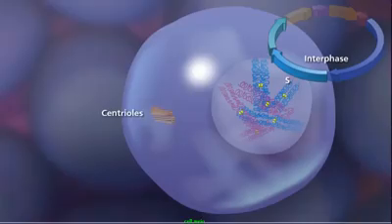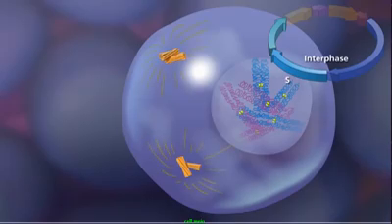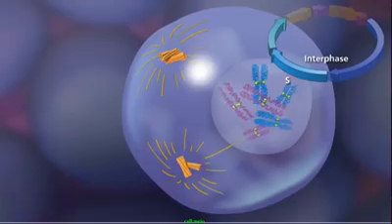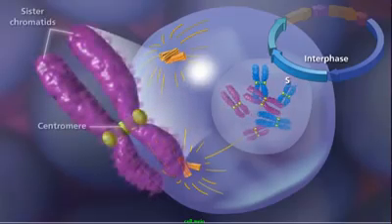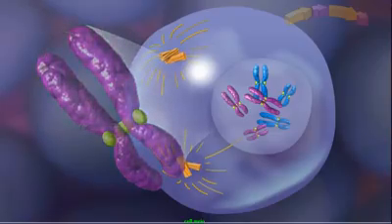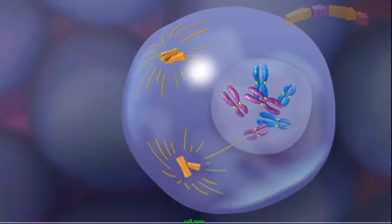The paired centrioles in the cytoplasm duplicate and begin extending microtubules that will form the meiotic spindle. Sister chromatids remain attached at the centromere and condense as the cell enters prophase I of meiosis. Up to this point, the cell looks similar to mitosis, but 2 events occur in meiosis that do not occur in mitosis and lead to genetic diversity.